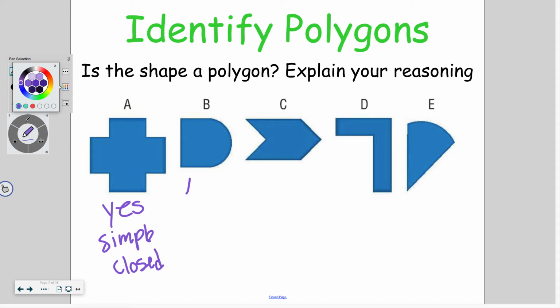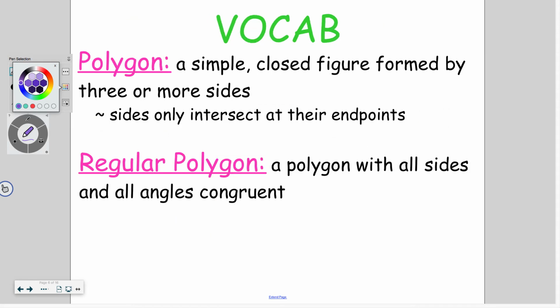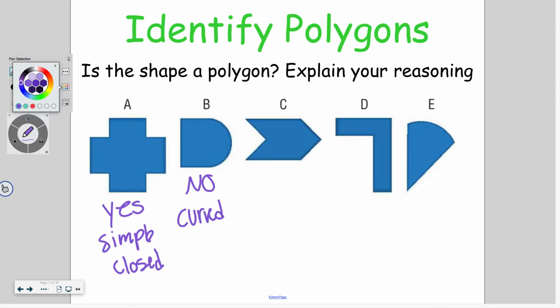Looking at B, the answer is no, because it is curved. Notice it says in the definition 3 or more sides. A curve does not count as a side.